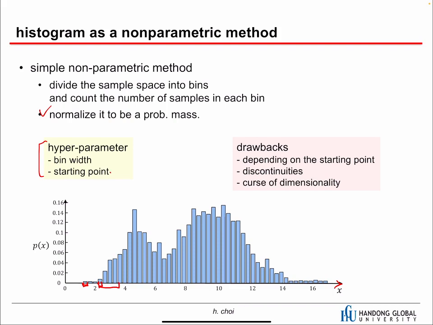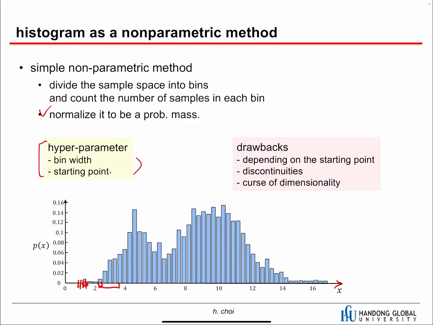And then we can choose a starting point. We can start from here, or from here, or from here, or from here. So depending on this starting point, the position of each bin would be different. Okay, then the number of samples in each bin would be different too. So these hyperparameters matter, but not that significantly.